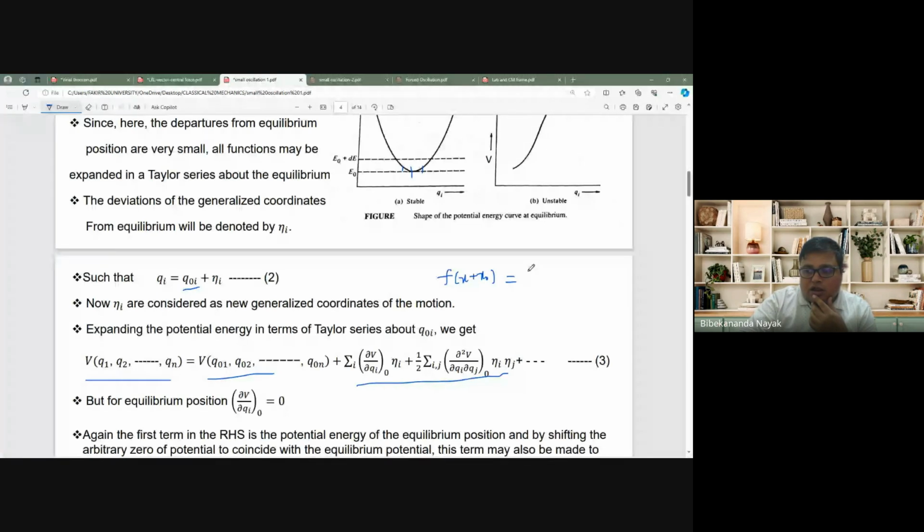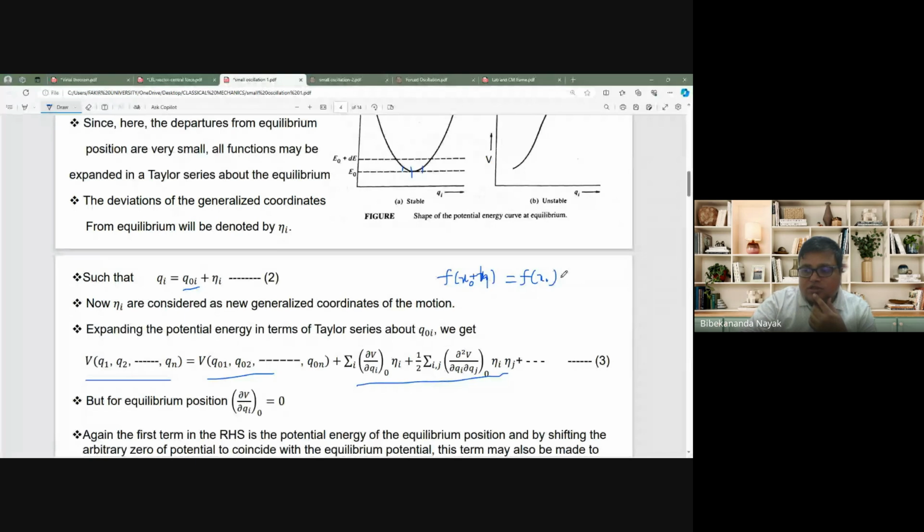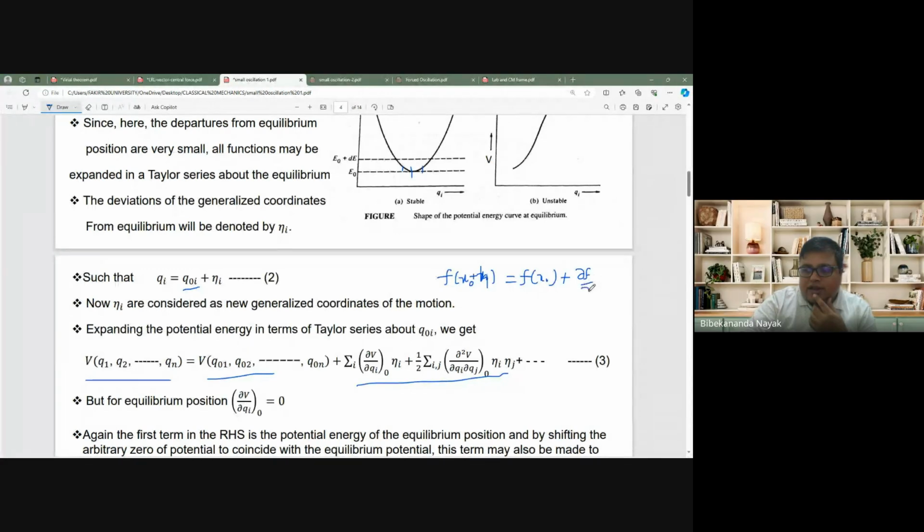Right. If x0 is the equilibrium point, we can write f of x0 plus h as f(x0) plus h times del f by del x at x equal to x0, plus h square by 2 factorial times del square f by del x square at x equal to x0. Okay, the formula is like this.